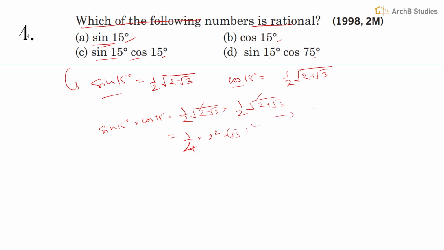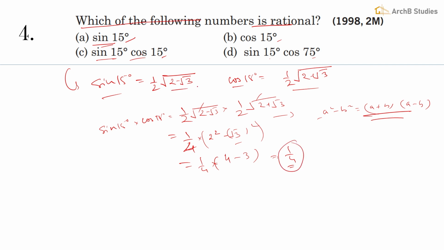I hope you got it. This is the identity of a square minus b square. So a plus b into a minus b. So we have been given this thing and we got this 1/4 into 2 to the power 2, which is 4, minus root 3 squared, which is 3. This became 1/4. Okay, 1/4 this and this.